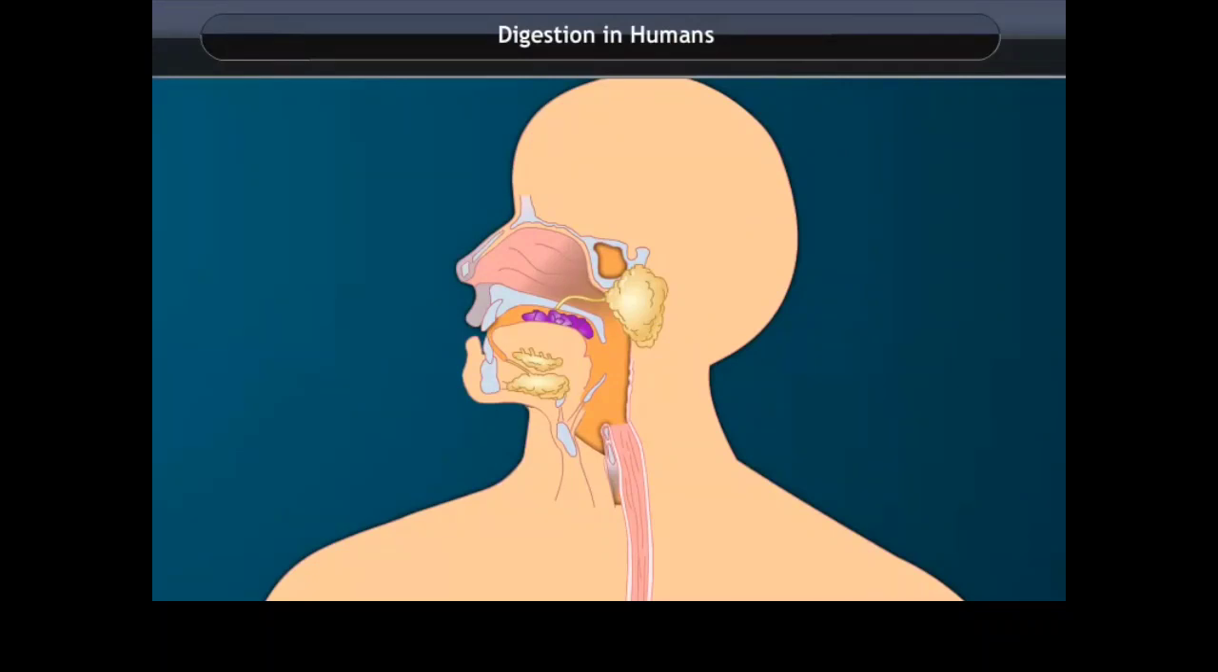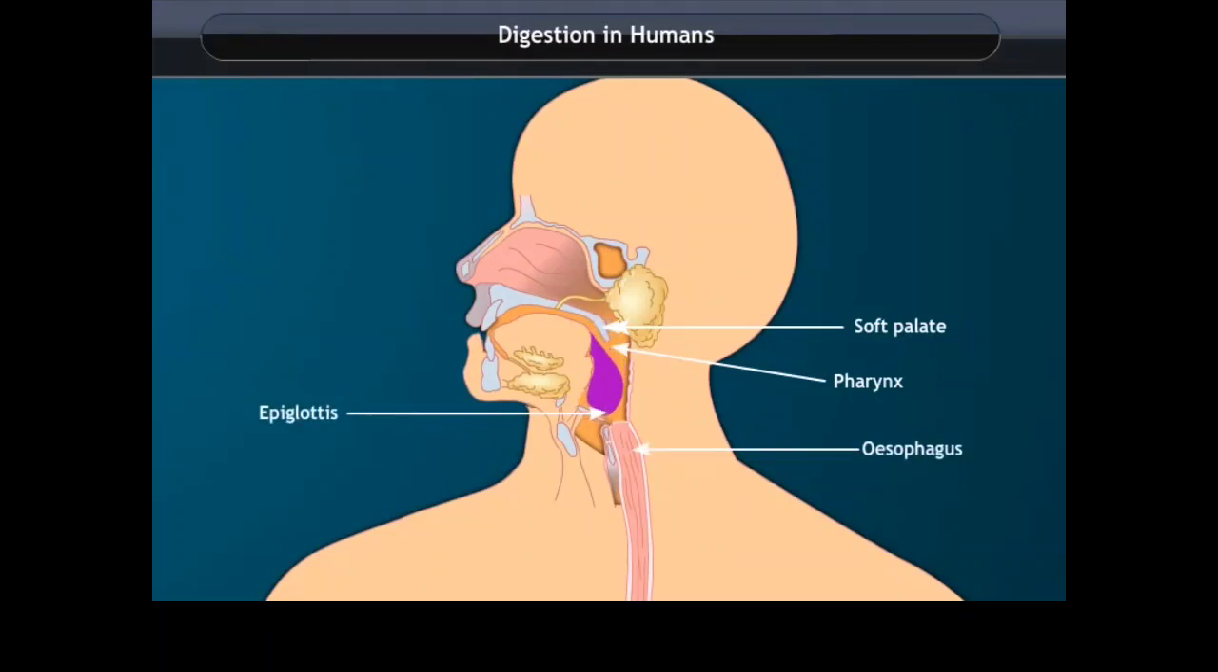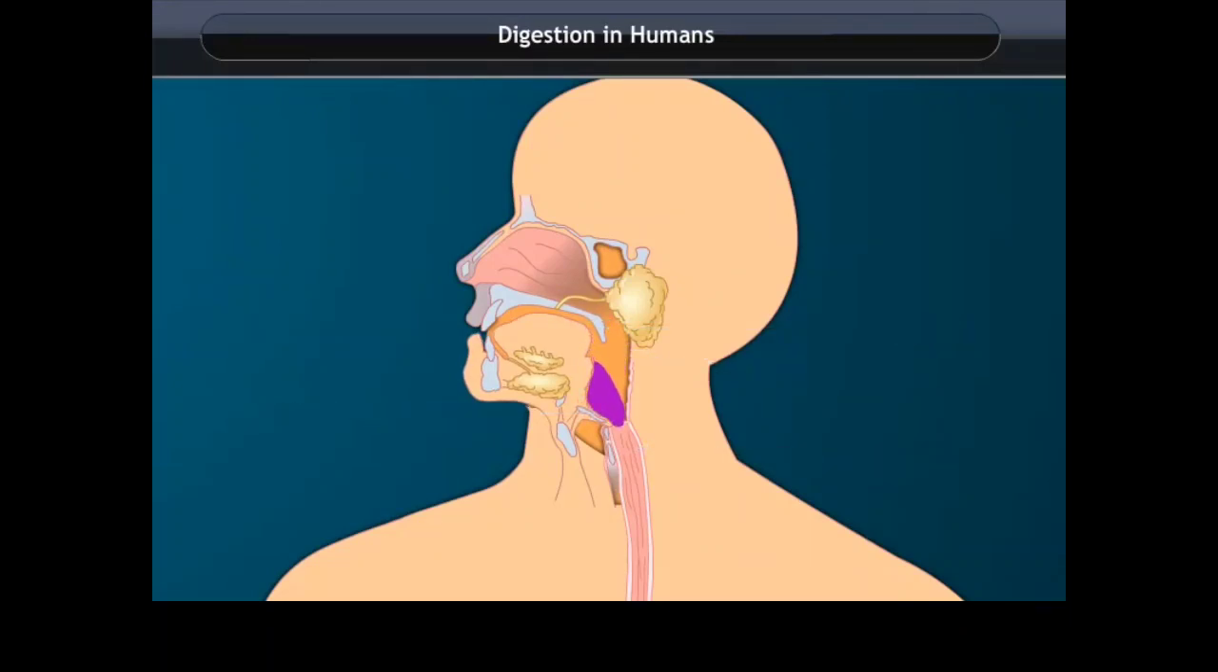The mouth or the buccal cavity has teeth, which mechanically break down the food into smaller pieces. Teeth are rooted in separate sockets in the gums. Apart from the tongue and teeth, the buccal cavity also has salivary glands, which secrete saliva. The enzymes present in saliva break down the fat or digest the starch present in the food that we eat.